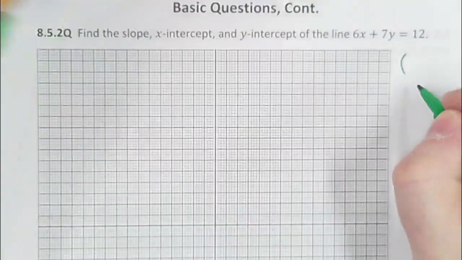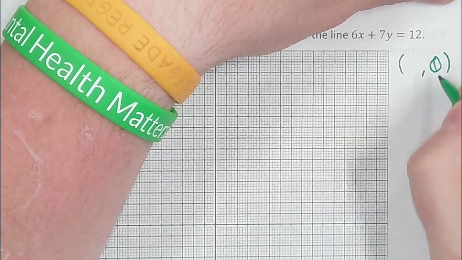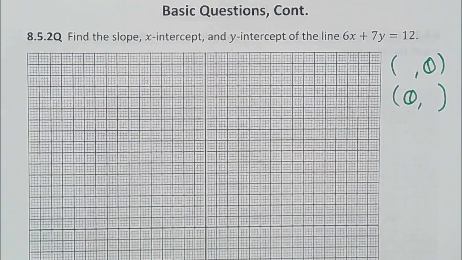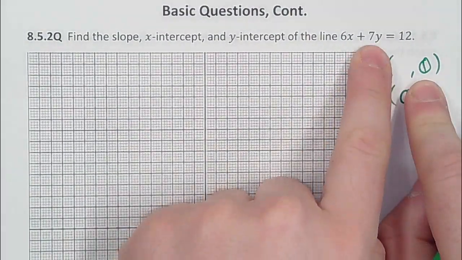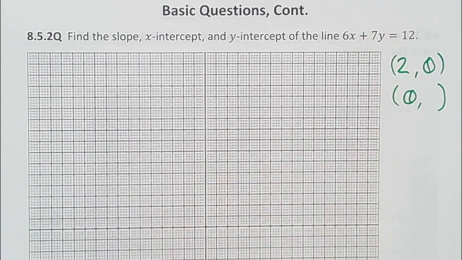First off, if I'm looking for the x and y intercepts, that means I'm going to have 0 for y or 0 for x for either of them. You notice if I plug in 0 for y, that goes away. So what times 6 gets me 12? 2. So 2, 0 is going to be a solution.